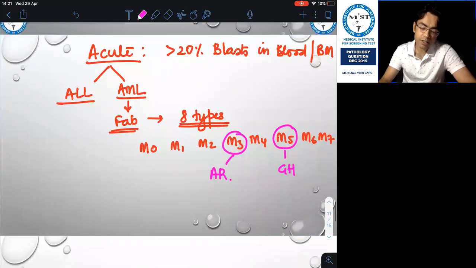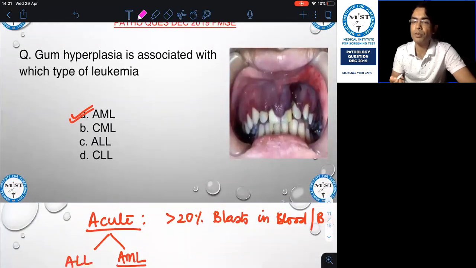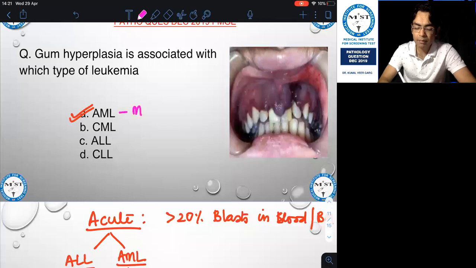This gives us the explanation of all 3 questions. Gum hyperplasia, you now know, is AML, and the type is M5.